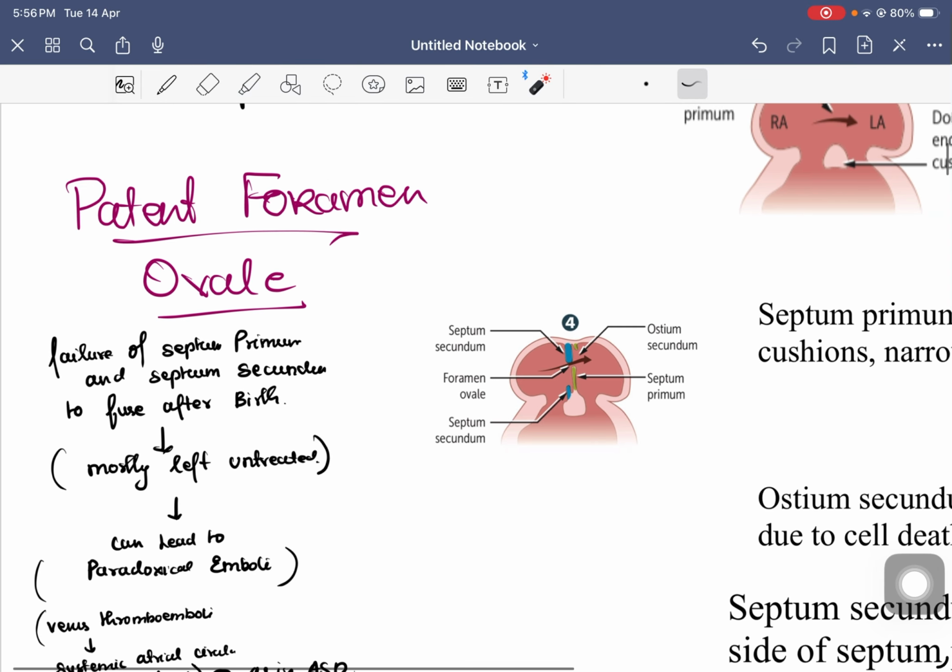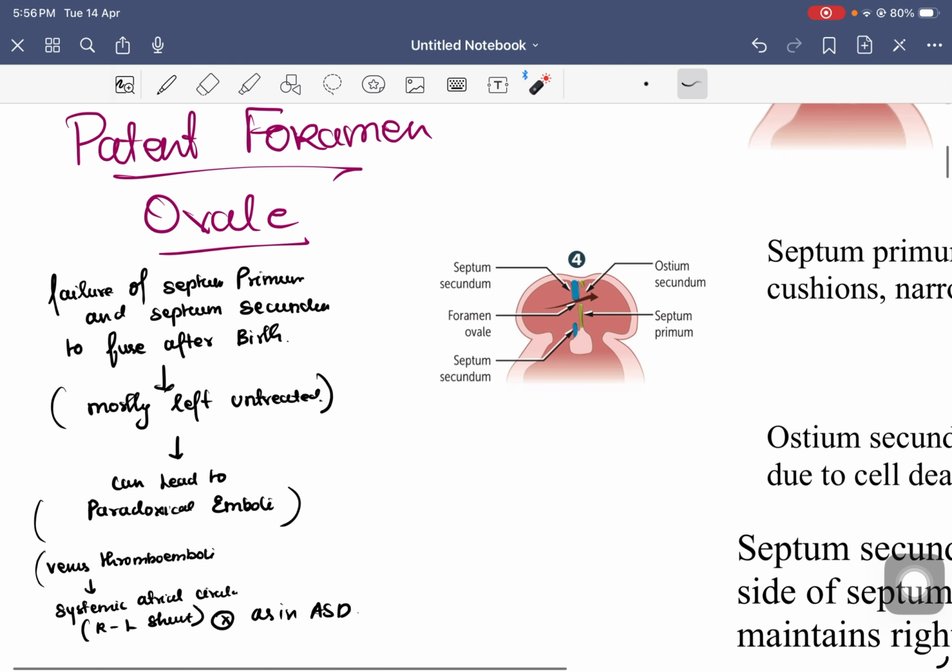So why is it important for us to know these? Because we have to know what is patent foramen ovale. Patent foramen ovale is nothing but failure of the septum primum and septum secundum to fuse after birth. These both will fuse after birth, and if they fail to fuse, it is called patent foramen ovale, and in most cases it is left untreated.